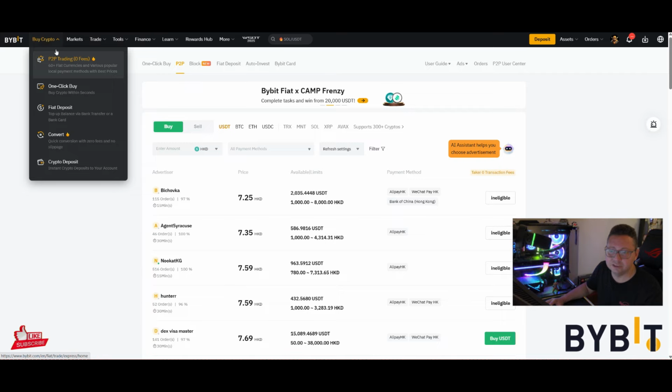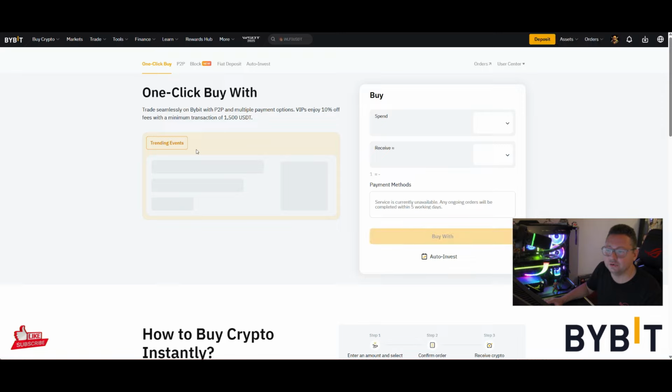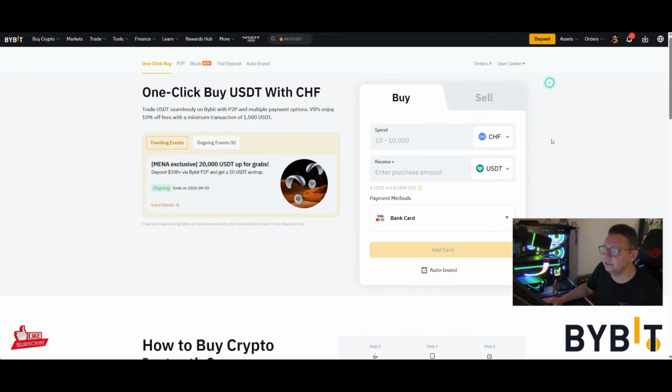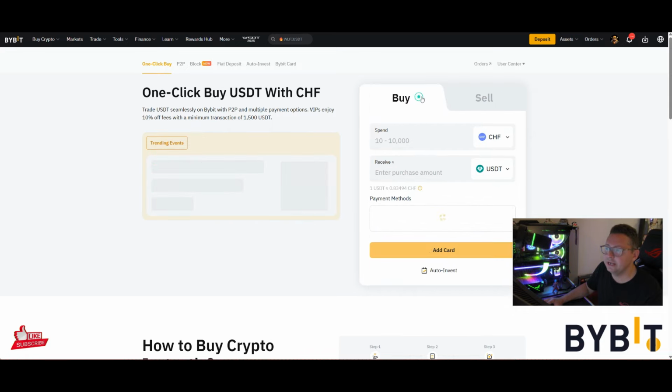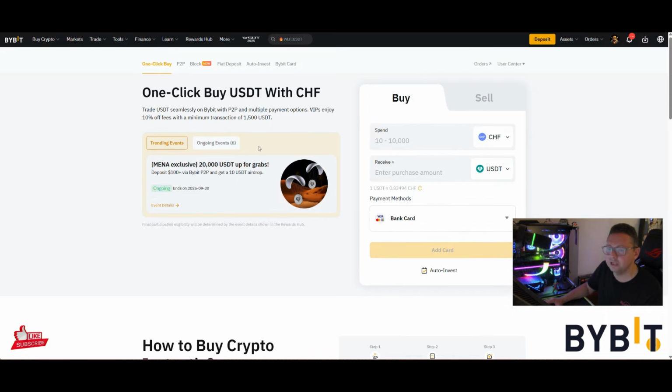And if this is too much for you and you want to instantly buy cryptos, then of course you can do fiat deposits, one-click buys, or also bank transfers or credit card to buy directly into stable coins or directly into Bitcoin, whatever coin is supported here. So here you can directly buy and sell from and to fiat with one click, guys. Very easy and simple.